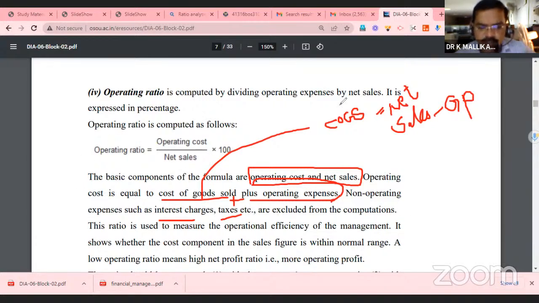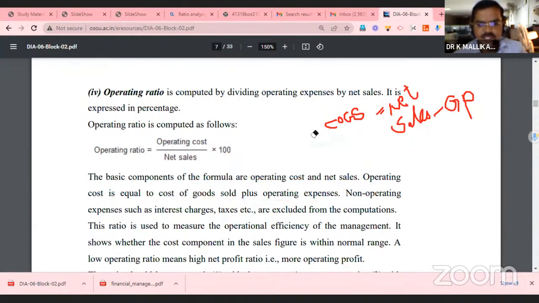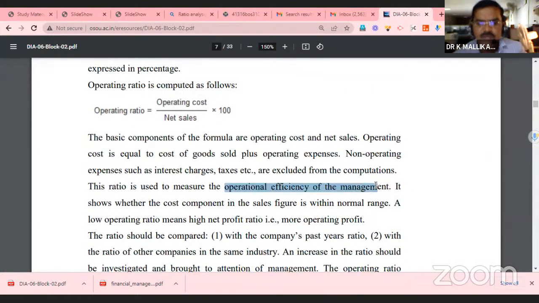So this ratio measures the operational efficiency of the firm. Is the firm controlling the cost or not? It shows the operational efficiency of the management. It means the company wants to produce the product at a lower rate, not a higher rate. They want to control the cost. This ratio indicates the company's operating efficiency. Are they really focusing on cost control or not?